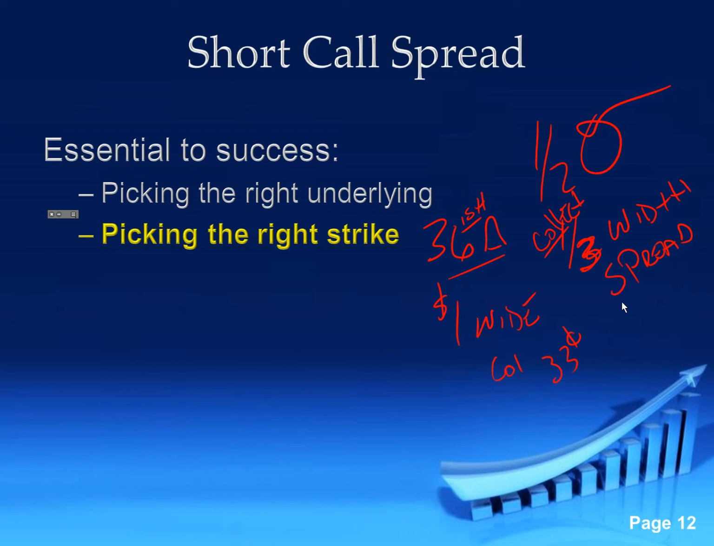Oh, and the other thing I want to mention is because it is 36-ish delta, let's say, we're having a 64% probability of success on that, right? 64% probability of success, of winning.